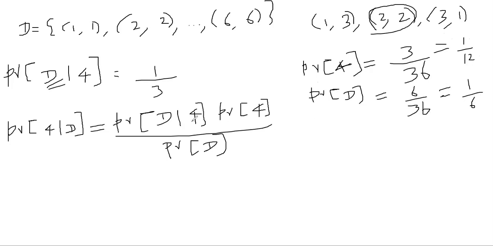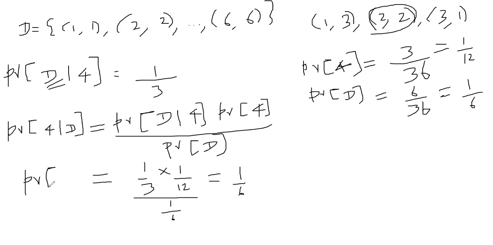Now we can plug in all of the things we have. What is the first part? 1 over 3. The second part is 1 over 12. And the denominator part is 1 by 6. So we get 1 by 36 divided by 1 by 6, and we found that the probability that we get a total of 4 when we roll 2 dice, given that we get a double, is 1 over 6.